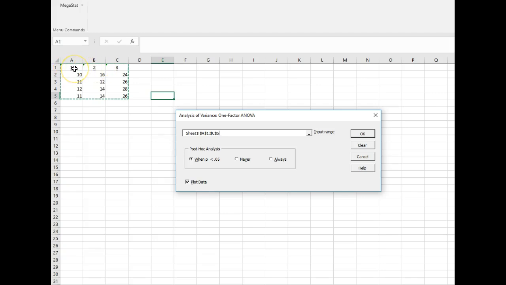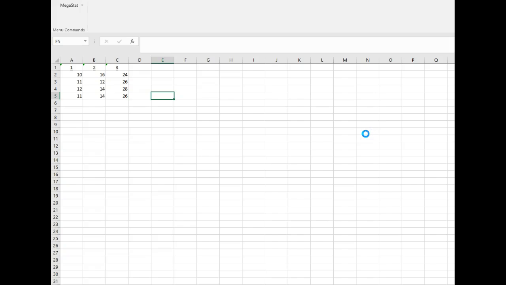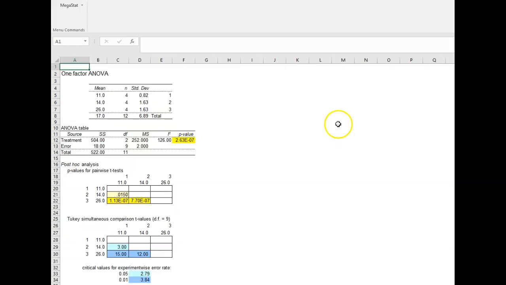So if you leave this 1, 2, and 3 in number format in Excel, it's going to error out on you in MegaStat. So you just have to make those text. The way you do that is you put a little apostrophe in front of the number. It's really easy to do. Okay, so for our analysis of variance, we select the whole data set and we just hit OK.